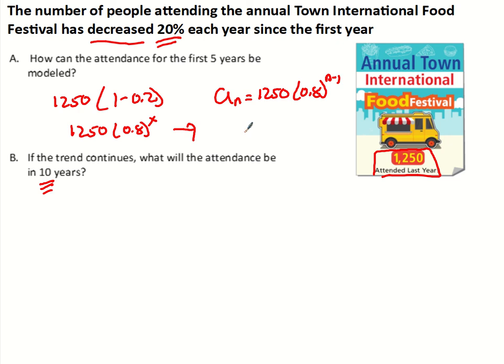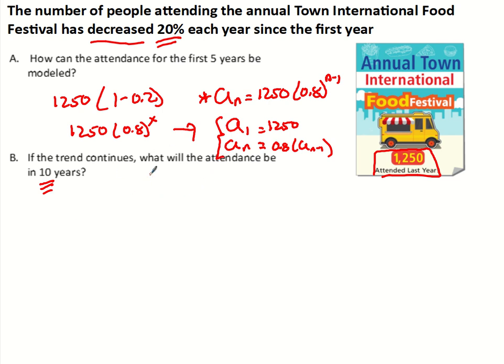Now, if you chose to write a recursive formula to describe this, and so this is the explicit, right? Recursive would be a_1 is 1250, a_n is, sorry, I have to put the initial value first, would be 0.8, our common ratio, times a_(n minus 1). And this would be my recursive formula.